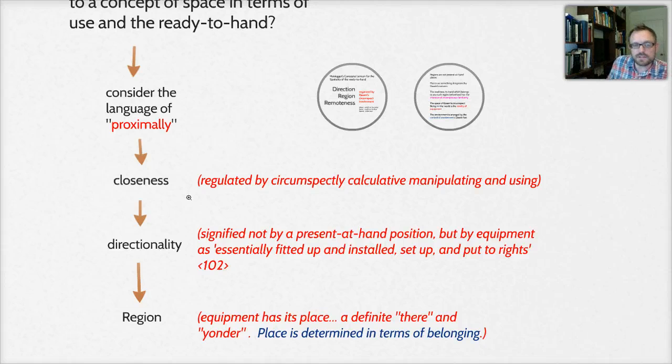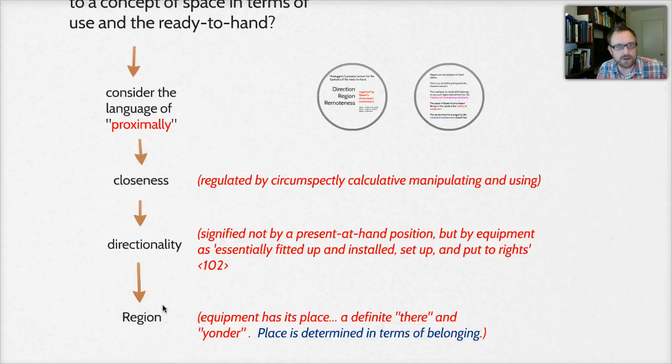But when we talk about closeness, that means we also talk about directionality, right? Directionality is signified not by a present at hand position, not by a point in space-time, right? But by the equipment as essentially fitted up and installed, set up, and put to rights, right? So the way in which I recognize my direction, if we're thinking in terms of the ready to hand, is always in terms of my involvement with things. And my involvement with things concerns the space in which things are installed and working and useful and available to me, right? And that means that when we talk about closeness and directionality, that means we give way to the notion of region.